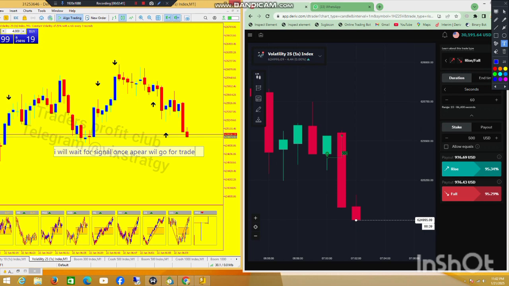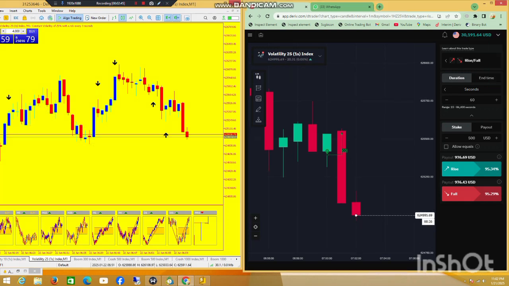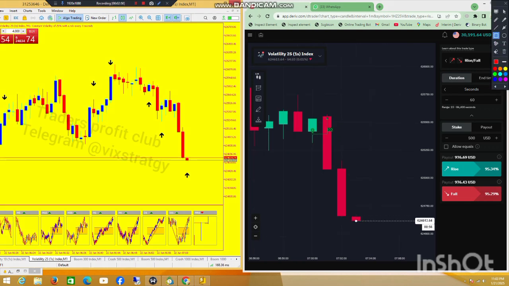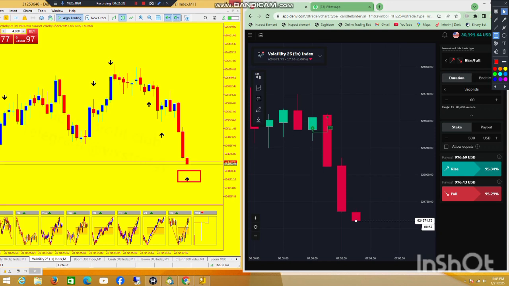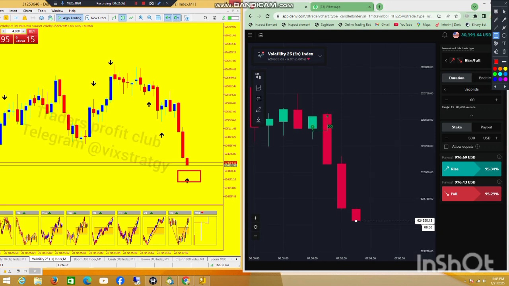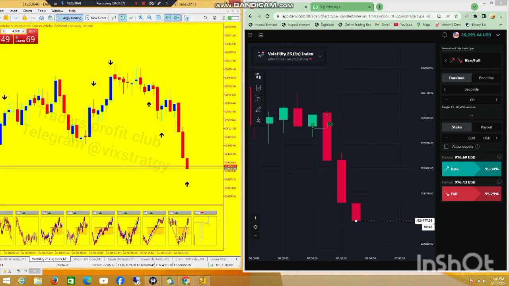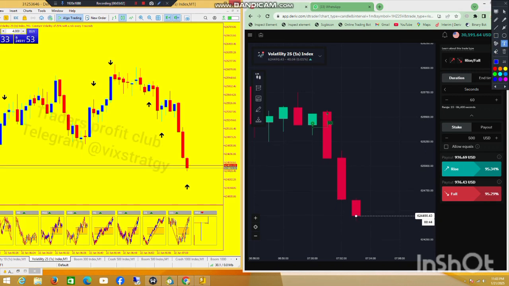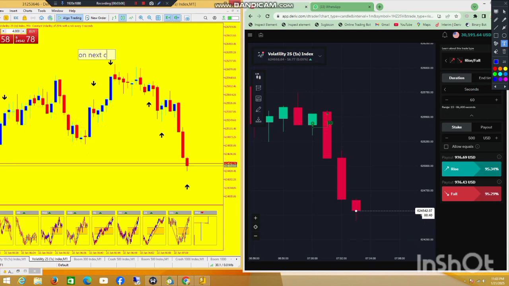How to trade? Simple. Once an arrow appears on your chart on MT5, okay, don't take the trade. Wait for the candle to close. Once the candle closes, go for buy. Here you guys can see a buy signal has appeared. We will wait. Once this candle closes, on the next candle we are going to place our buy trade with $500. Let's see what we get from the market. On the next candle, we are going to open our trade.